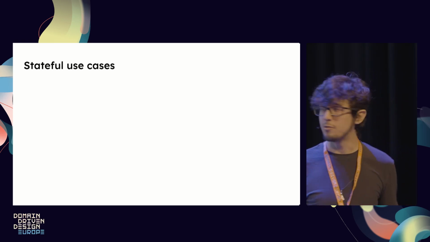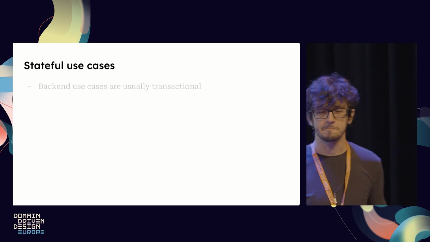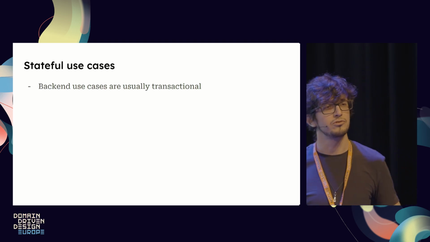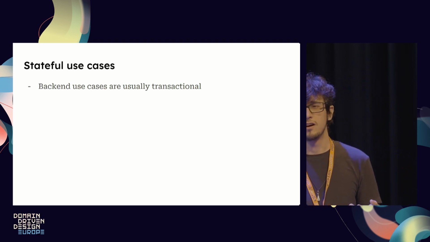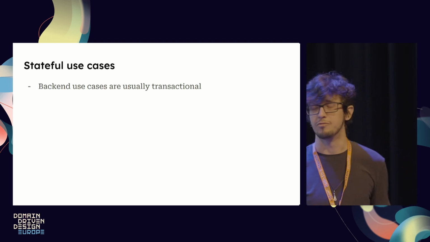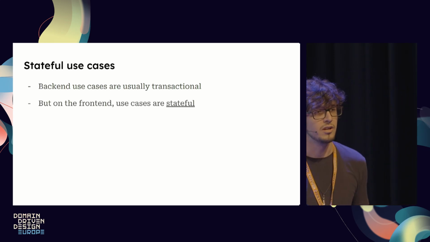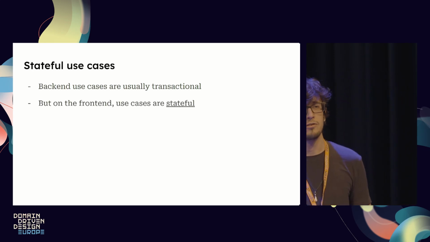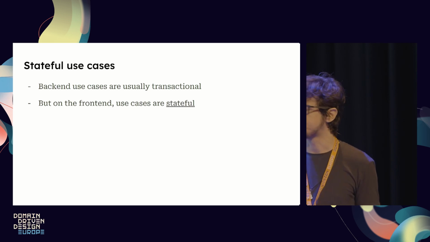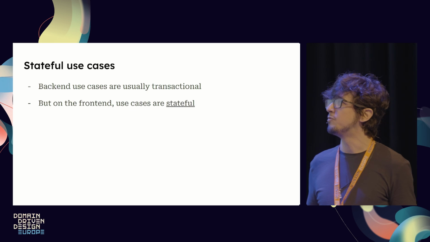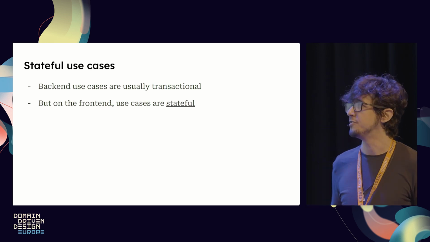And also, I want to talk about stateful use cases. So the thing is that most of the backend use cases are usually transactional. So the user tries to do something, and if they are not able to do that, they got to start over. But it's not the case for the front end. Most of the use cases on the front end are stateful. The user is going to see some error scenarios and some other different tracks or possibilities of the endpoint of the use case before the use case finishes.